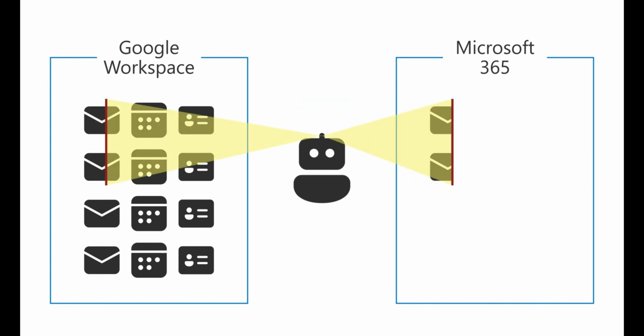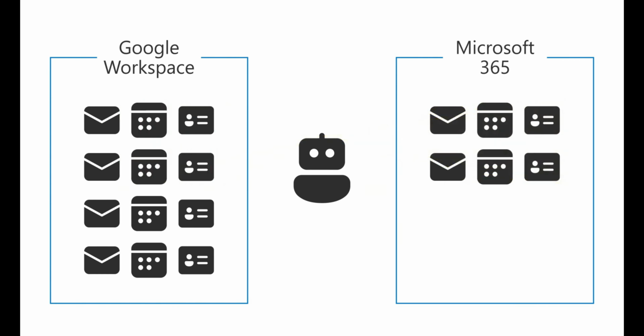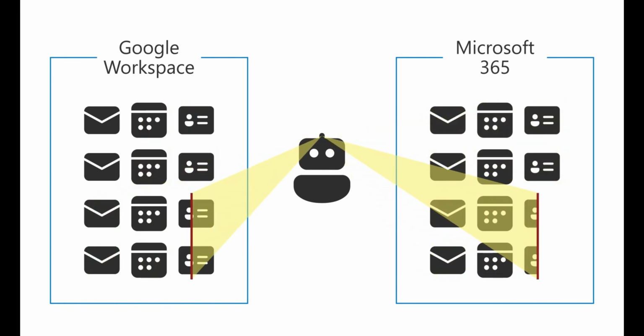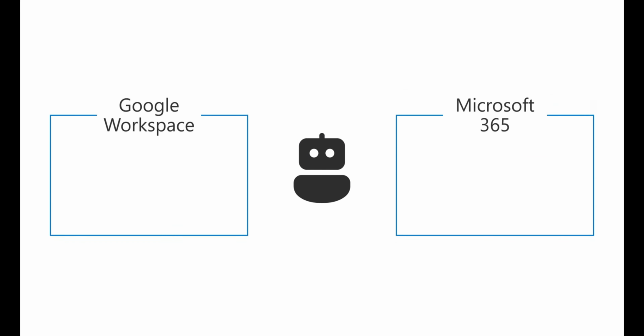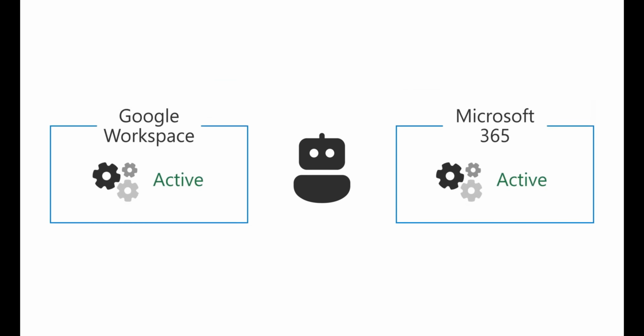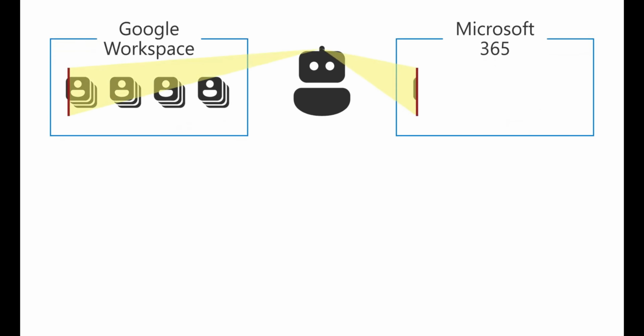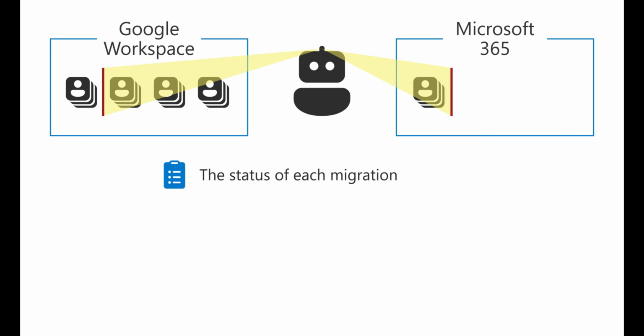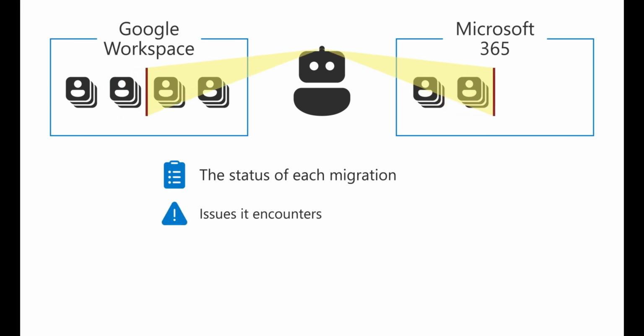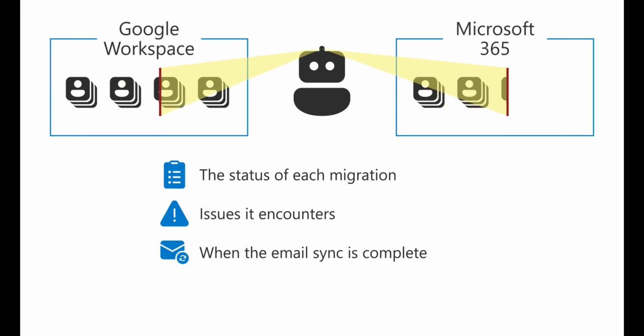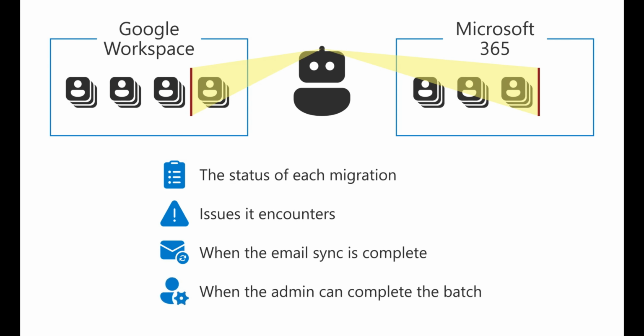This tool is useful if you need to migrate users in batches over time as you transition your business over to Microsoft 365. This way, you can keep your two different environments active until you are finished. As you migrate groups of user email accounts, the batch migration tool will give you details on the status of each migration, issues it encounters, when the email sync is complete, and when the admin can complete the batch.